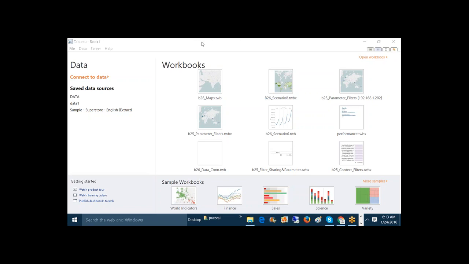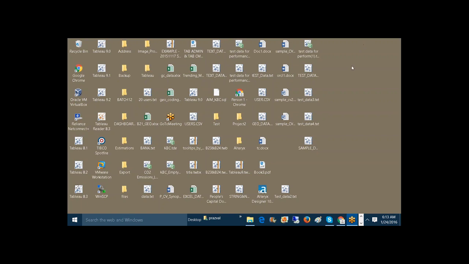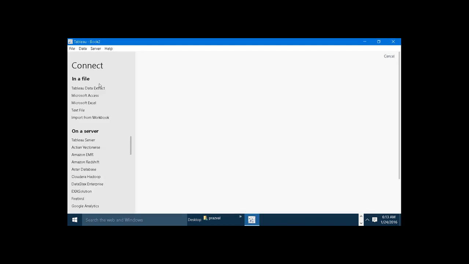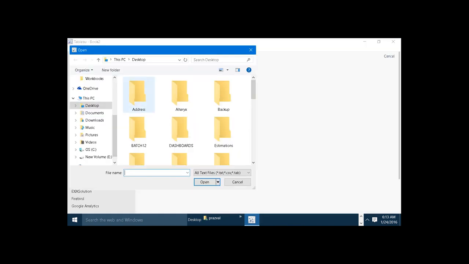In today's session, I'm going to discuss some basics of the data warehouse. Because if we connect to any data source, let's say I'm connecting to one sample source.